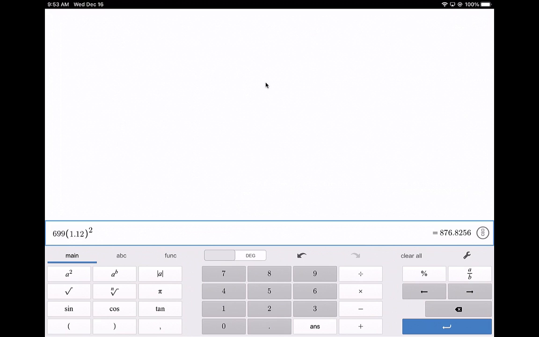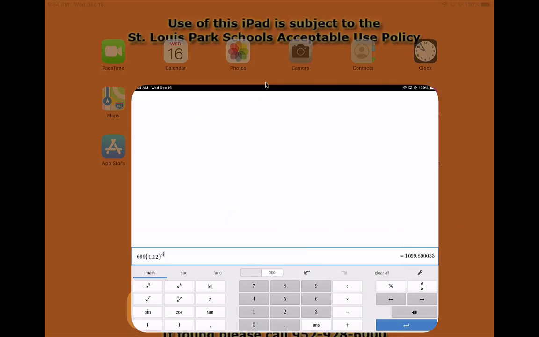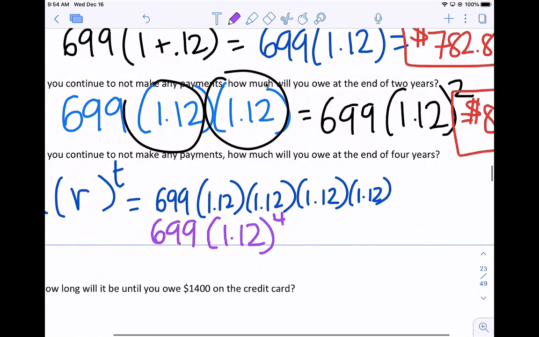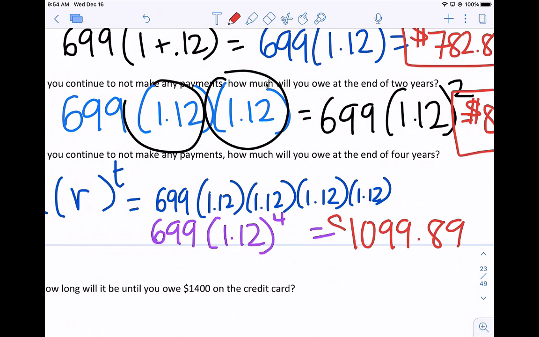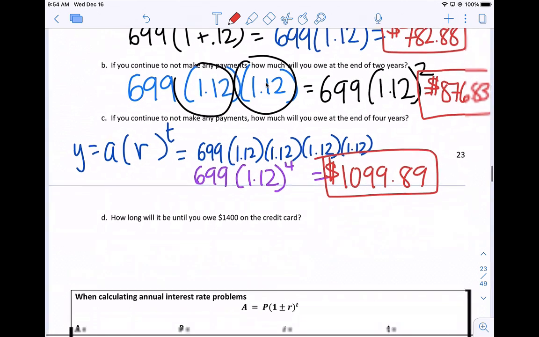Let's clear this. All right, so we have $699, 1.12 interest, AB, so to get to the power of, it's 4 years, and now look at what you owe, $1,099.89. Again, $699 goes towards the phone, but the rest is what your credit card company makes off of you. So it's like $300, almost $400 they're making off of you for not paying your monthly bills. All right, so $1,099.89, let's write that. Okay, so we owe $1,099.89. That's a lot of money the credit card company's making off of you.